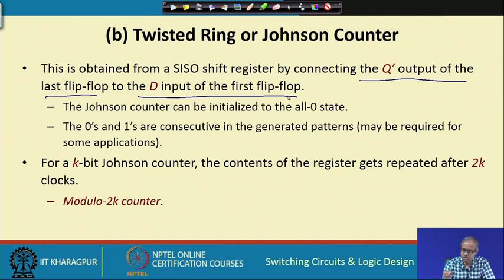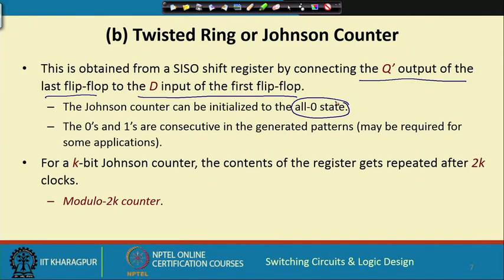And in a Johnson counter, you can very easily initialize it to the all 0 state. Unlike a ring counter: in a ring counter, if you initialize it to the all 0 state, it will always remain in the all 0 state, because none of the flip flops can become 1, but here it can become 1. And you will see that in a Johnson counter, the patterns generated have zeros and ones consecutive, which may be useful in some applications.